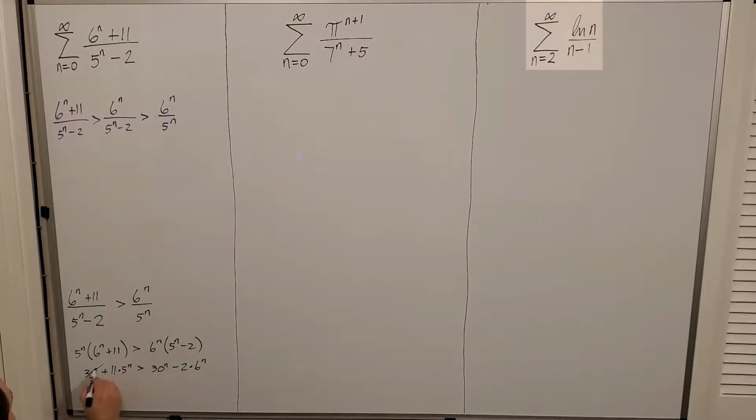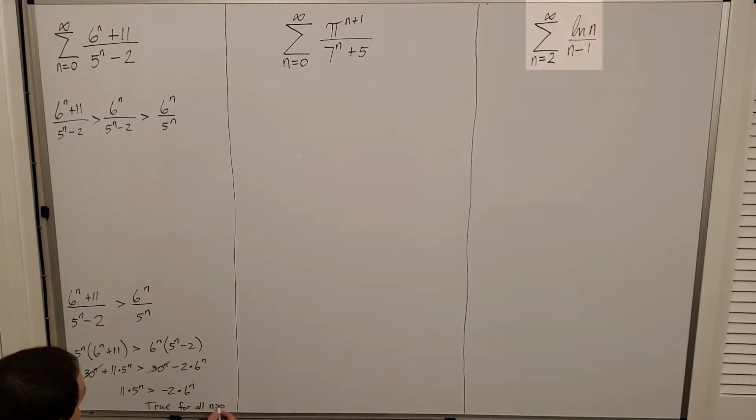I could subtract the 30 to the n from both sides, and notice that what I'm left with is 11 times 5 to the n is greater than negative 2 times 6 to the n. Now, of course, because of order of operations, I can't do the negative 2 times the 6 or the 11 times the 5, but I can already stop and say that I know that this is absolutely true for all n greater than 0. Or even equal to 0.